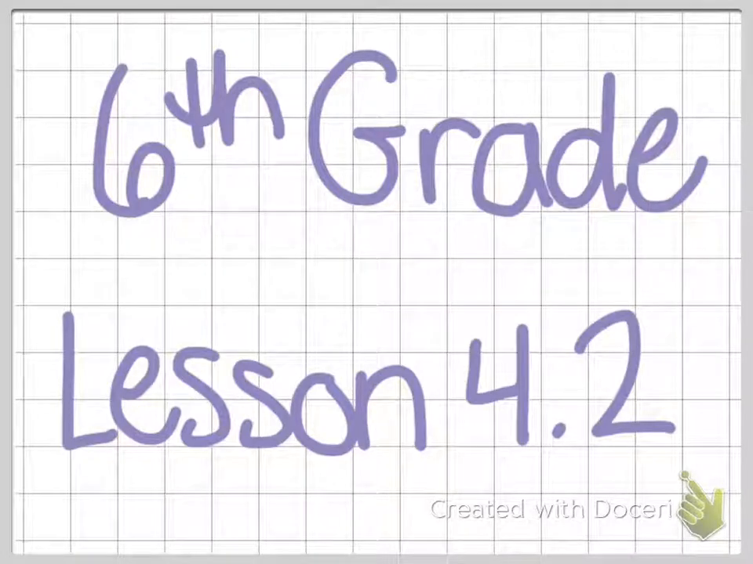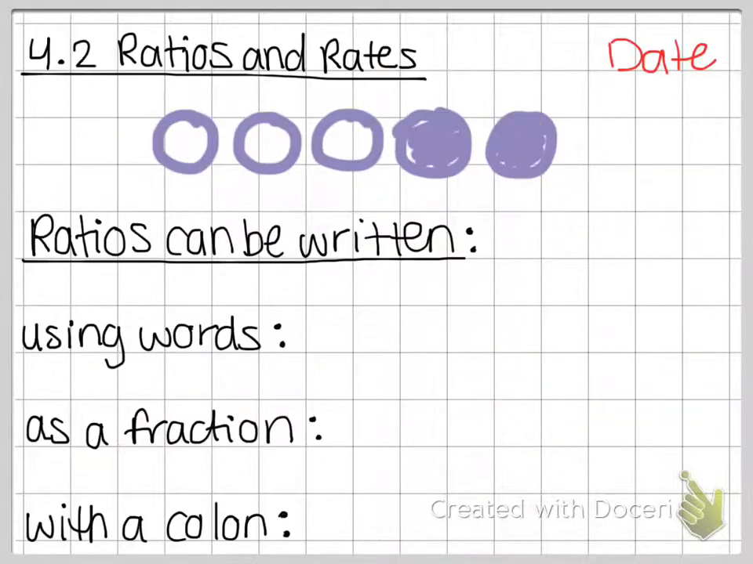Hello, sixth graders. Welcome to lesson 4.2, ratios and rates. In this lesson, you will review ratios and learn about rates.